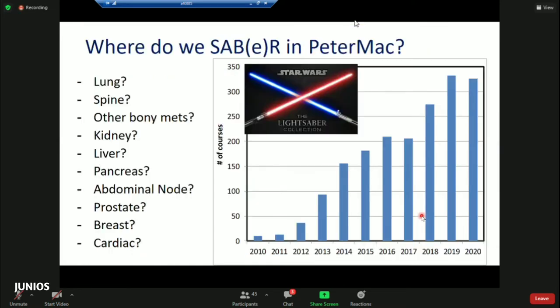So where do we do SABR in Peter Mac? I have a little list of it here. If you see some lesion that you are treating but not listed here, please put it in the comments. So our experience from our department, up until last year in March, we treated over 350 courses, even though we were in the pandemic during this point in time.